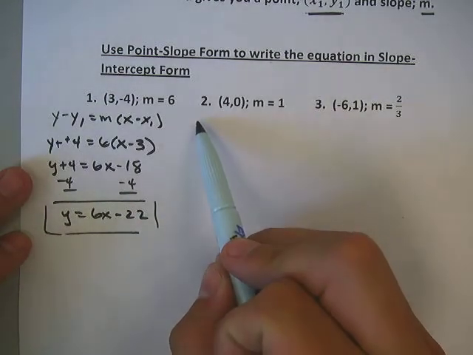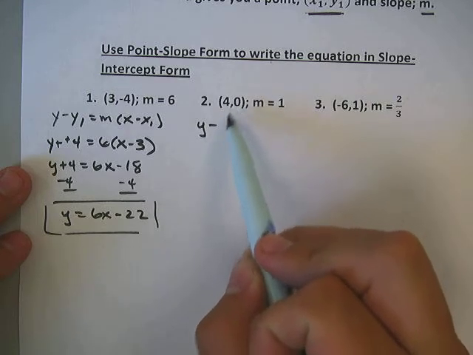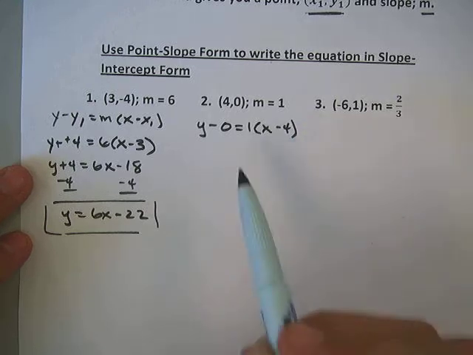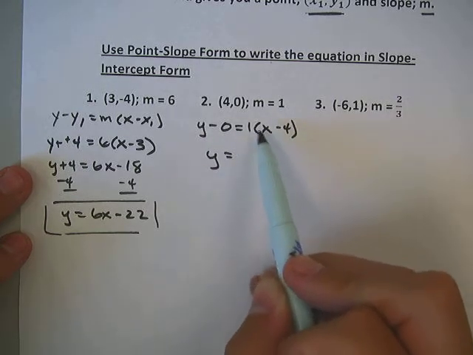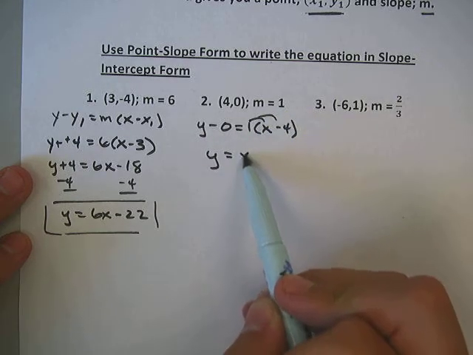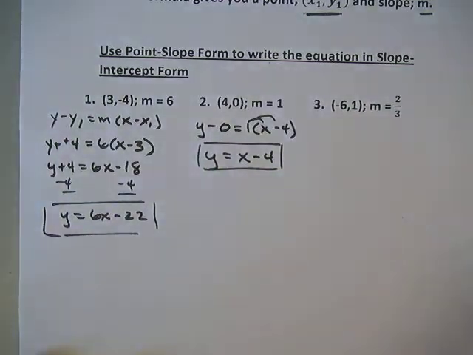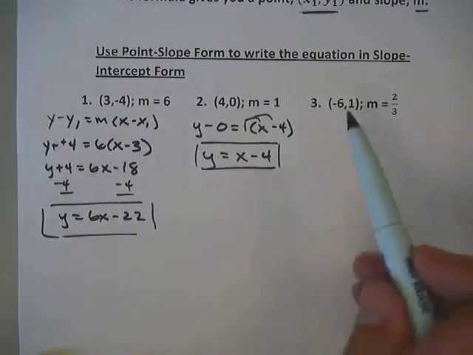Okay, let's try another one. So this one, it would be y minus, my y-coordinate is 0, equals 1 times x minus 4. So that part just goes away. And if you distribute 1, you just get x minus 4. Easy enough. Sometimes they're quite simple.